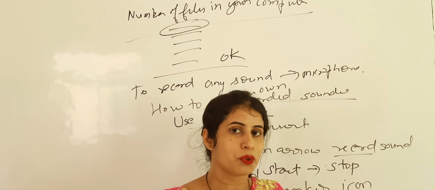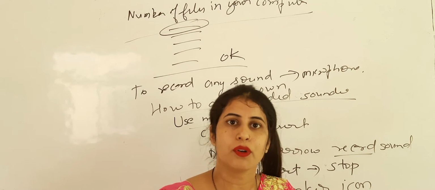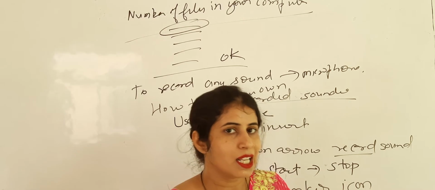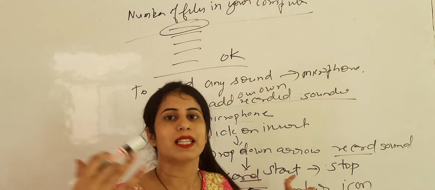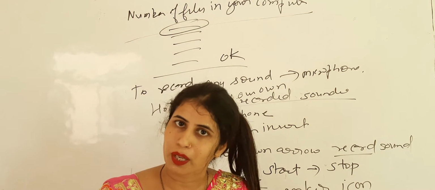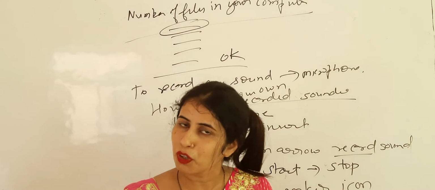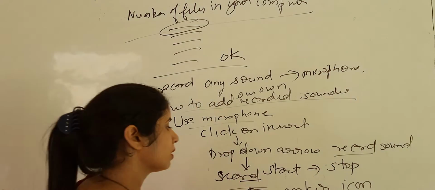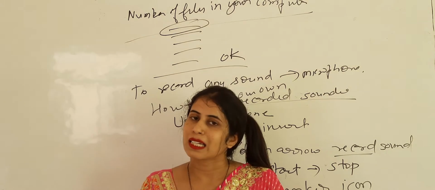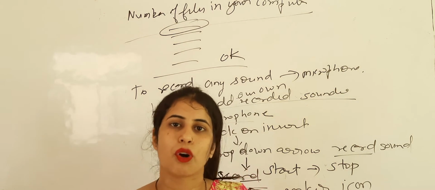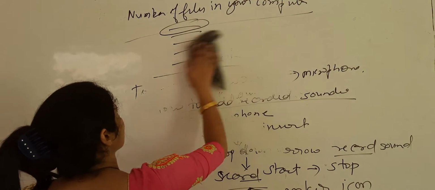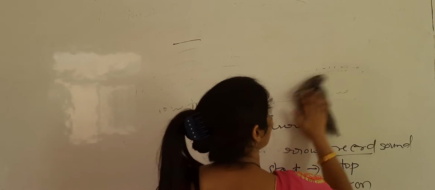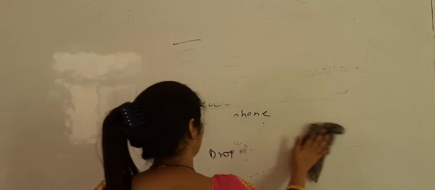After completing all these tasks, if you want to insert this recording in your presentation, you have to choose it from here and then click on OK. If you want to preview the sound, you will click on the speaker icon. The speaker icon is used to play the recorded sound. Now the next topic is how to add any video.